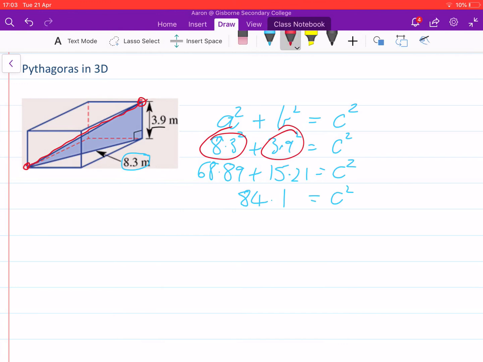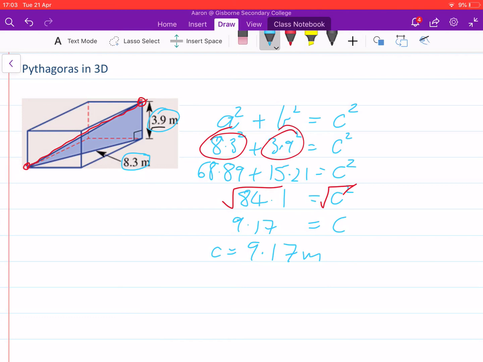And hopefully we're familiar by now with the fact we need to square root both of those. That gets rid of our squared there. And the square root of 84.1 is equal to 9.17. Okay, now both of these measurements are in meters, so we would say that c is equal to 9.17 meters.